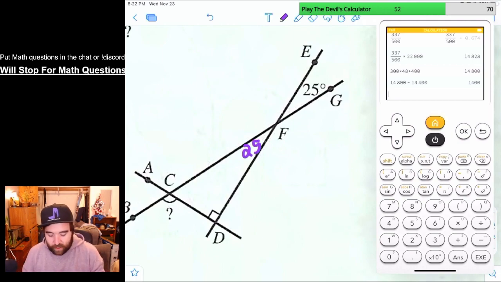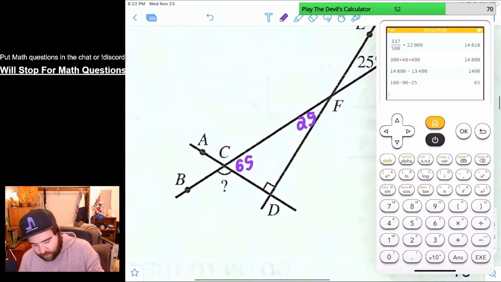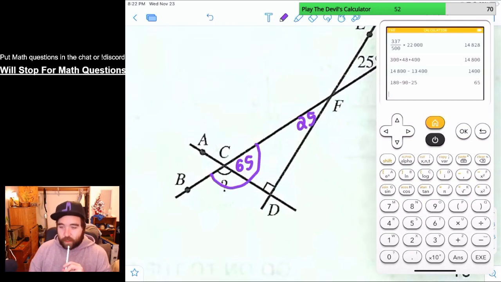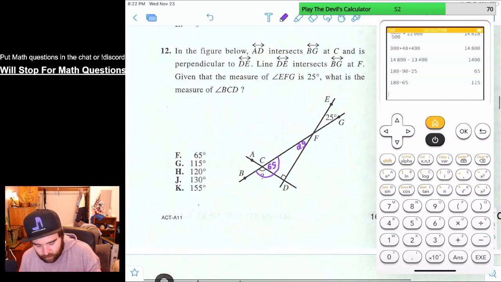And you know the triangles add up to 180, so we got the calculator open anyway. So we'll do 180 minus the right angle, so minus 90, minus the 25 that we just saw. So this angle is 65. And then this is a straight line. So remember, straight lines are always 180. So to get what BCD is, we're going to do 180 minus that 65. So that's 115.